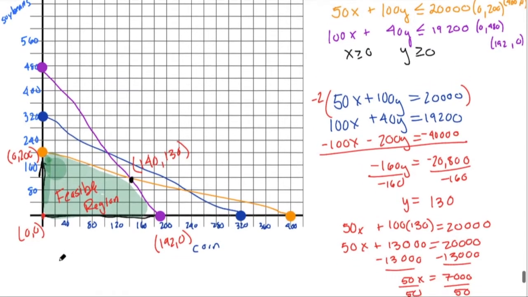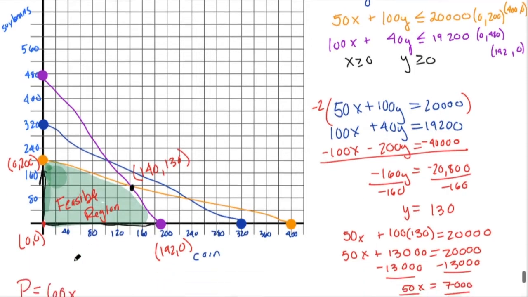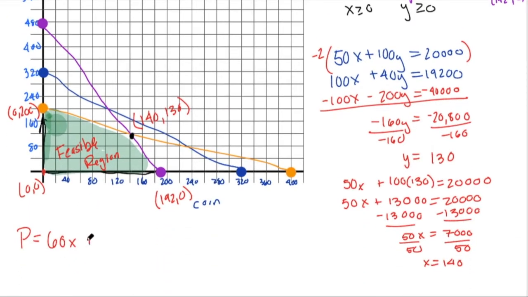So what equation can we come up with for the maximum profit? Profit, if you look up above, we get $60 of profit from every acre of corn, and $90 from every acre of soybeans. So we need to use this equation to find out the maximum profit for each of our corner points.